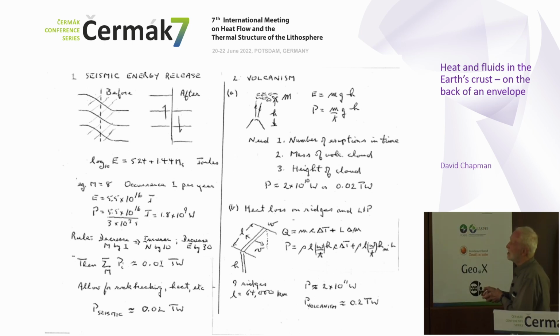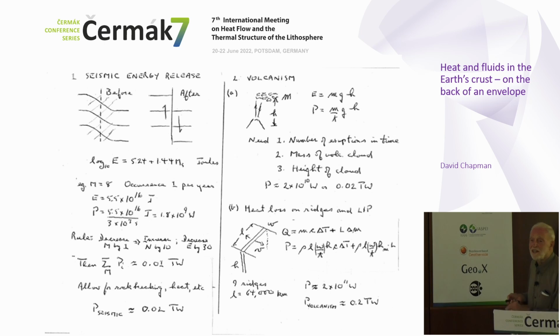Put that in, and it turns out the magnitude 8s generate about 2 times 10 to the 9th watts. Now you have to add up all the magnitude 7s, 6s, 5s, and so forth. But when you do that, you get about a hundredth of a terawatt. So seismic energy release, if you add in slow earthquakes, rock breaking, etc., is 0.02 terawatts.